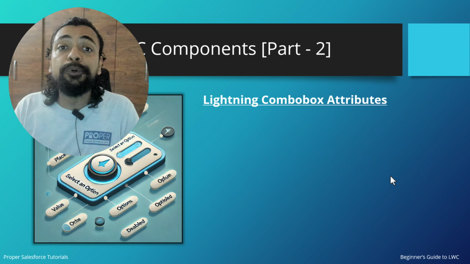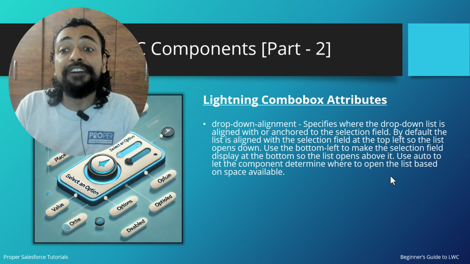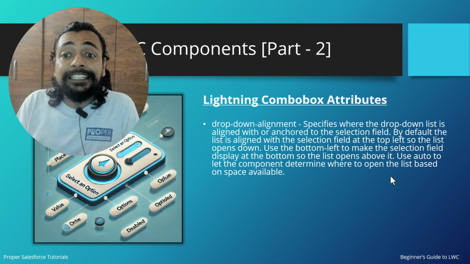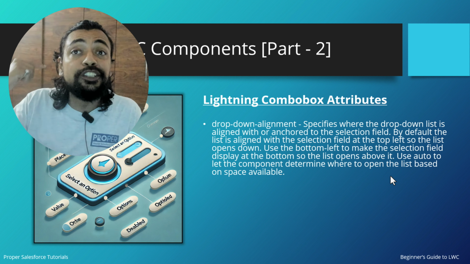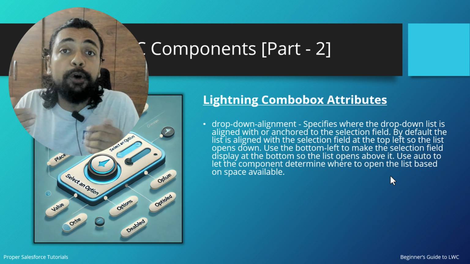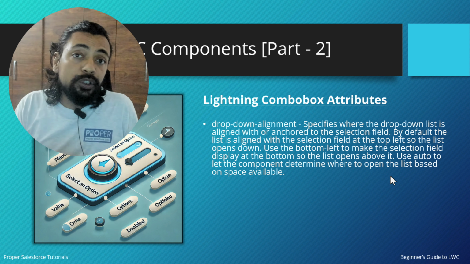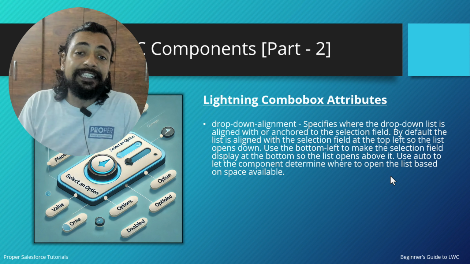Now this specific component has plenty of attributes, like dropdown alignment, which specifies the drop down list is aligned with or anchored to the selection field. By default, it is aligned with the selection field at the top left, so the list opens down, but if you select bottom left, the list will open up. You can also set it to auto, so it will automatically determine where to open the list based on the space available.